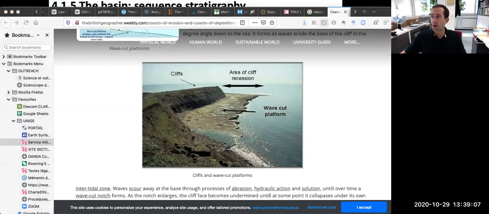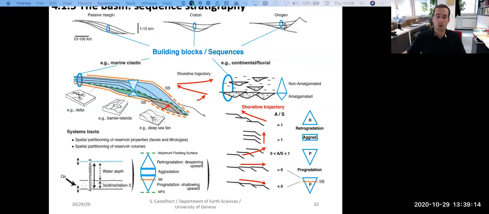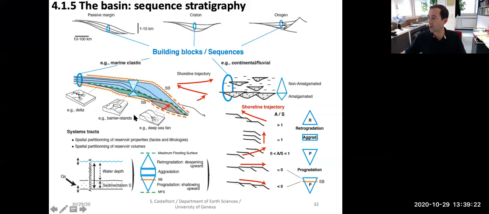Okay, so back to my PowerPoint. Okay. So this is forced progradation, and here I tell the ratio between A and S. A over S here is less than zero. Okay, to do such a thing, you need to decrease accommodation. You need to really have a negative creation of accommodation.